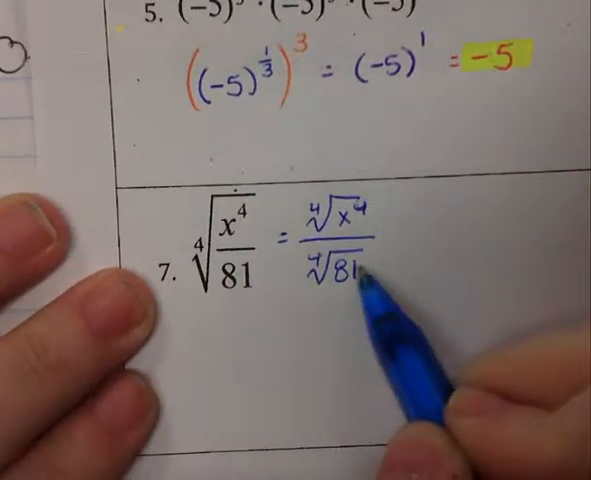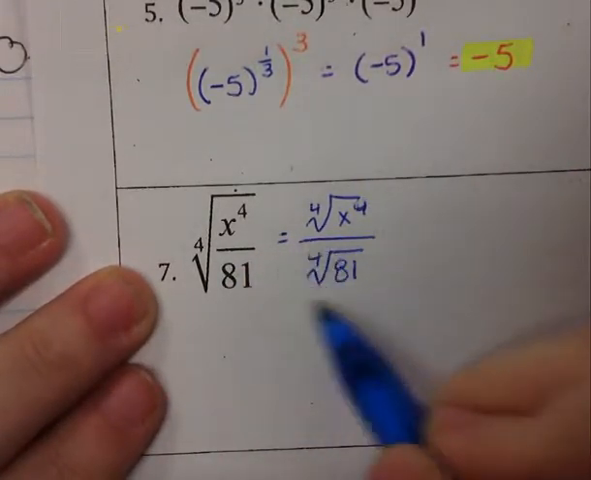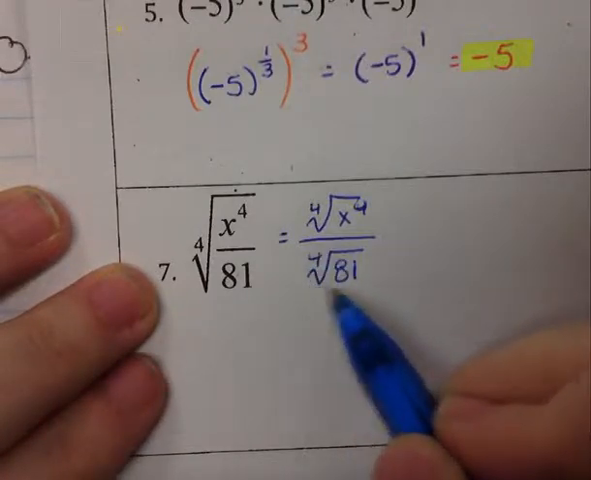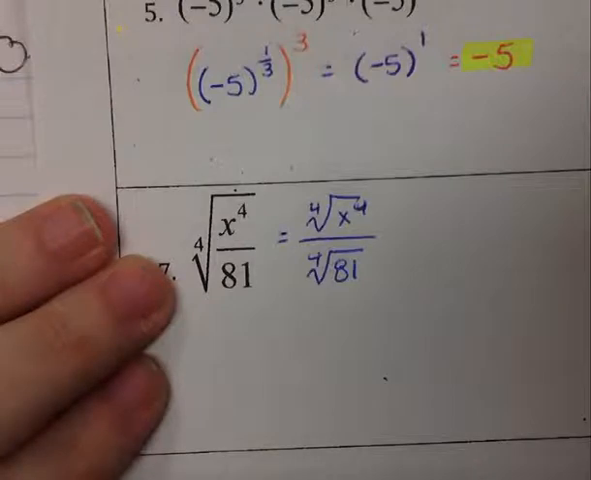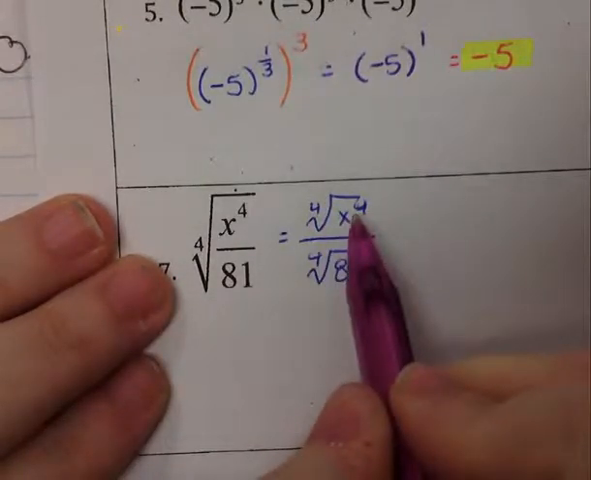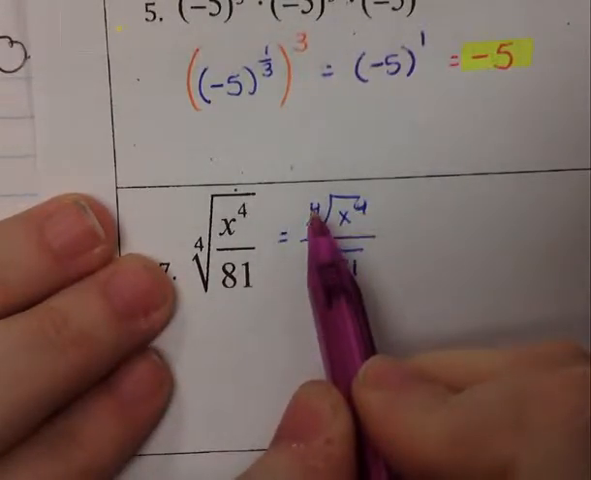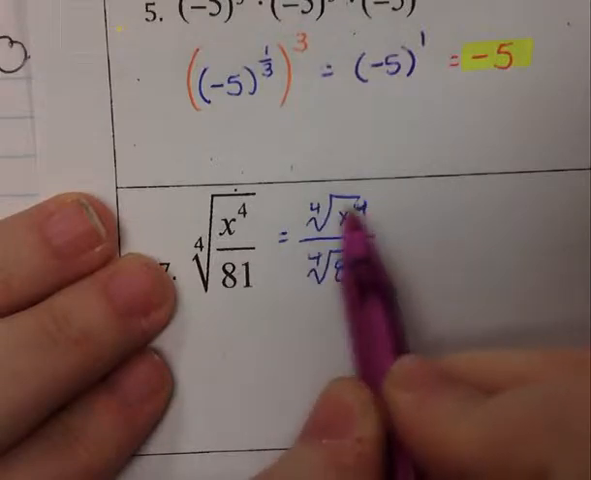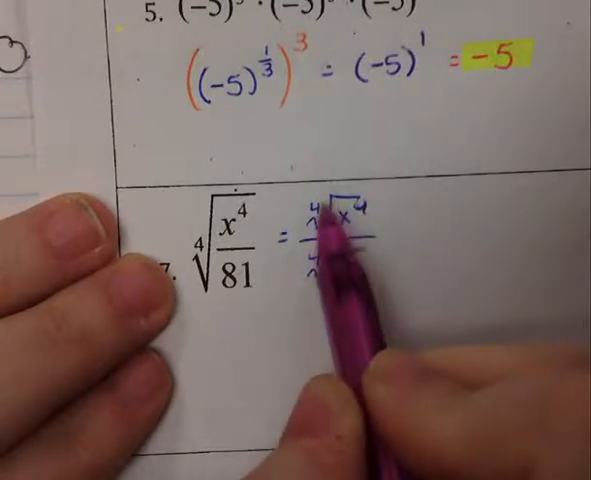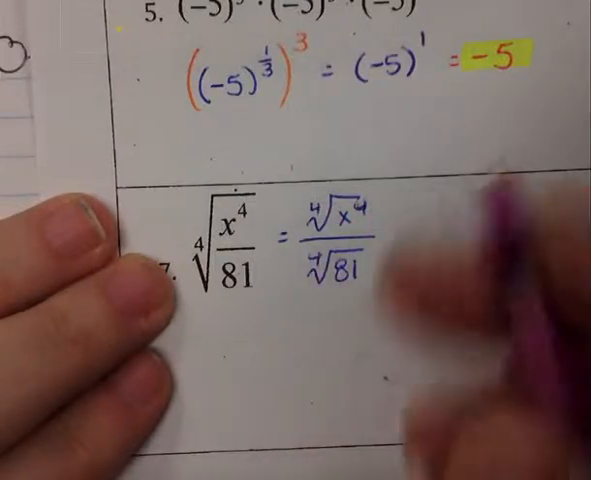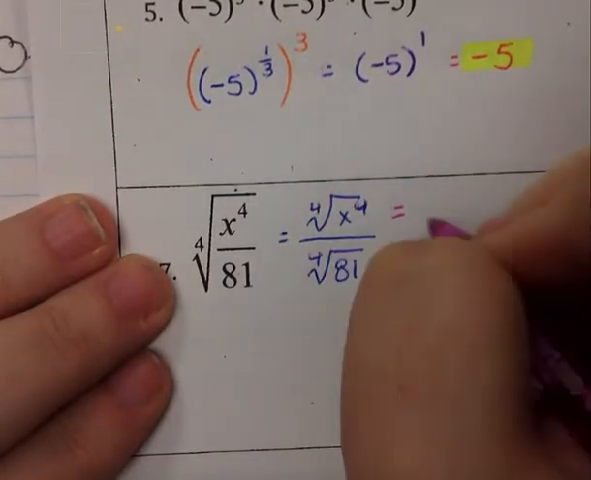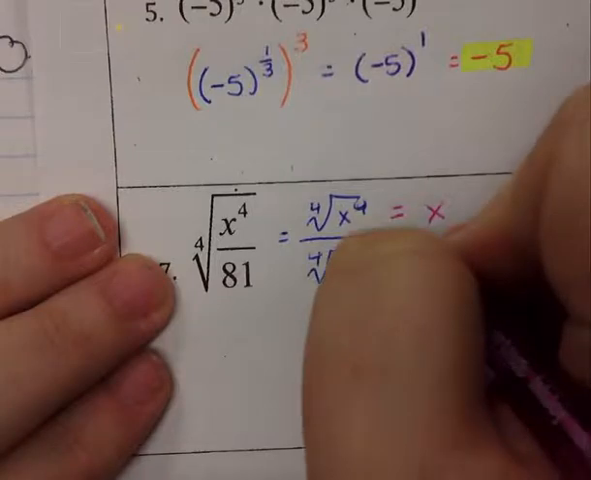Now, again, we do not want a radical in the denominator, so before we rationalize, we want to see if we can simplify anything first. So the 4th root of x to the 4th, because the index and the exponent are the same, they actually cancel each other out. Just like a square root and a square, they are inverses of each other. So the 4th root of x to the 4th is just x over.